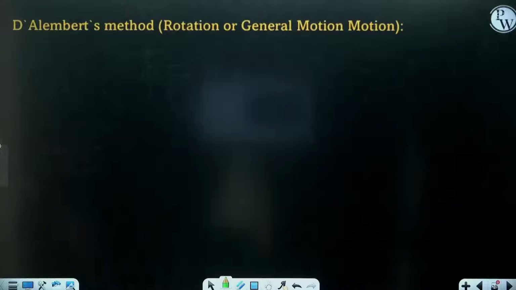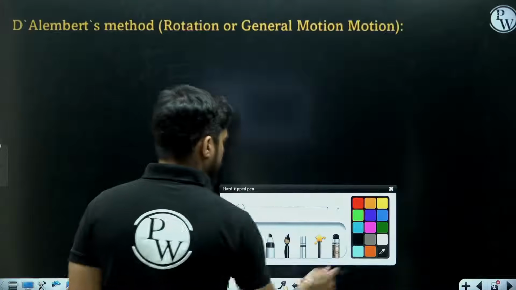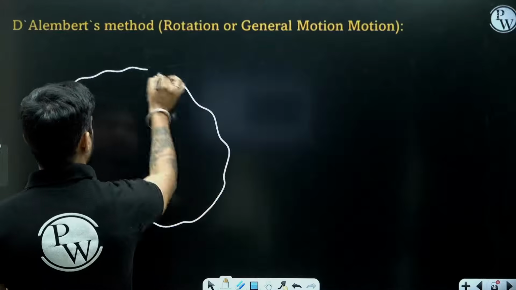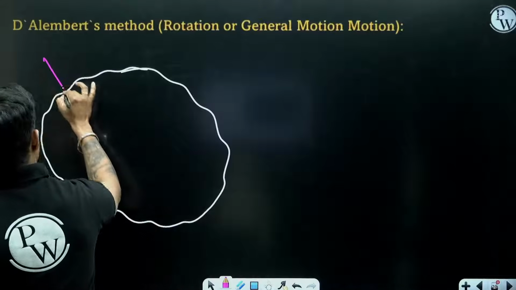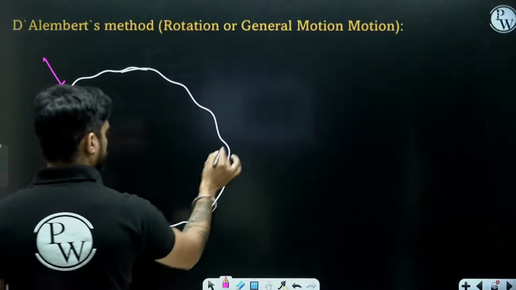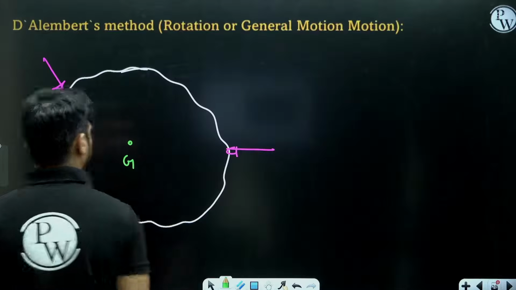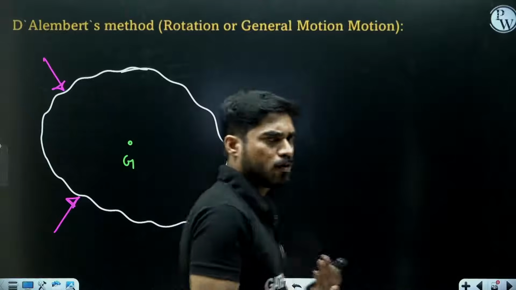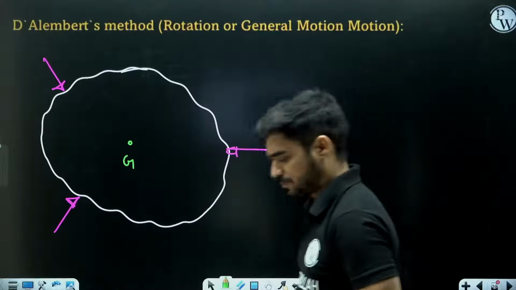But what if there is rotation or general motion? Let's say we have a body like this, which is subjected to different forces. This is the center of gravity. It can be either in general motion, it can also be in rotation. In both cases, the method is applicable. Now understand.